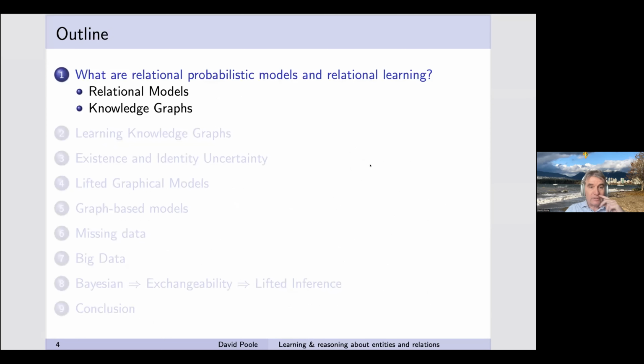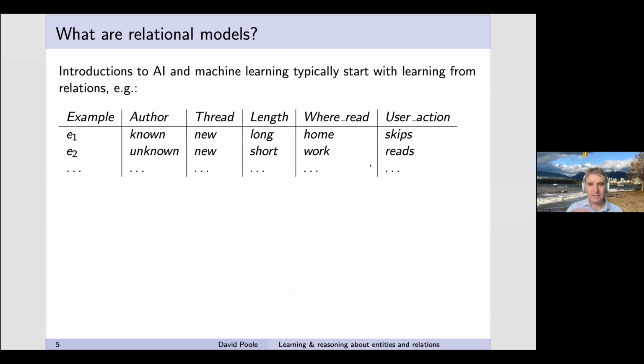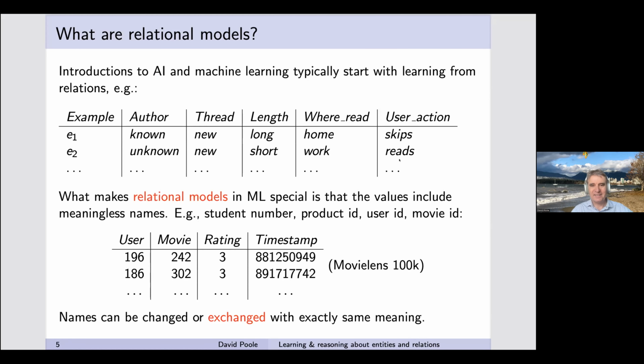All right. A common thing people go for is knowledge graphs, so let's look at those. If you look at introductions to AI and machine learning, they start with learning from relations like this, right? You have this author and there are all these different values, and you try to predict one of these values, for example whether the user is going to skip or read this article, to predict user action. It turns out that no real data set is like this. What they're really like is that there are lots of meaningless names inside of them: student numbers, product IDs, user IDs, or movie IDs.